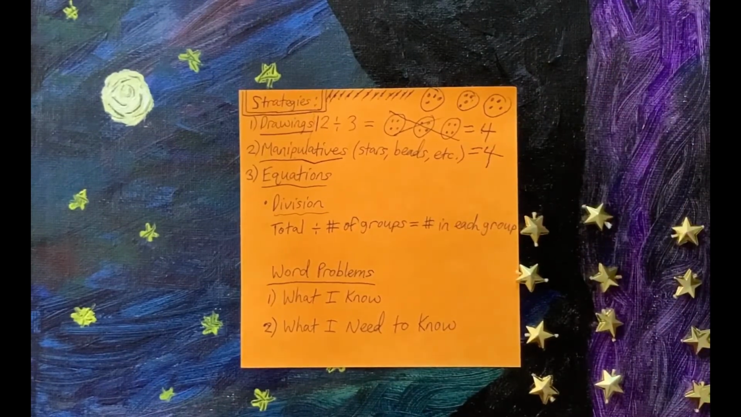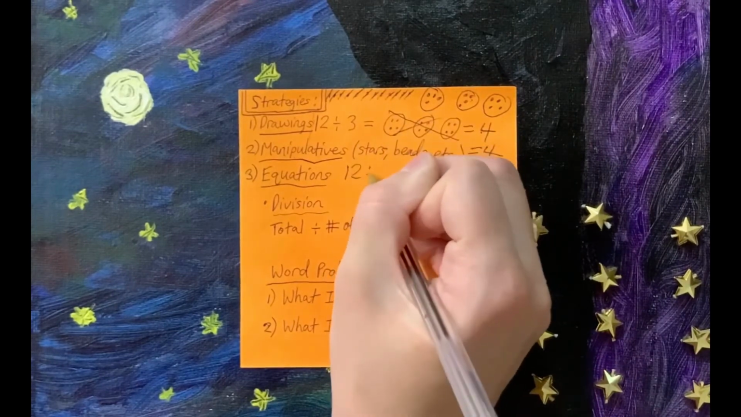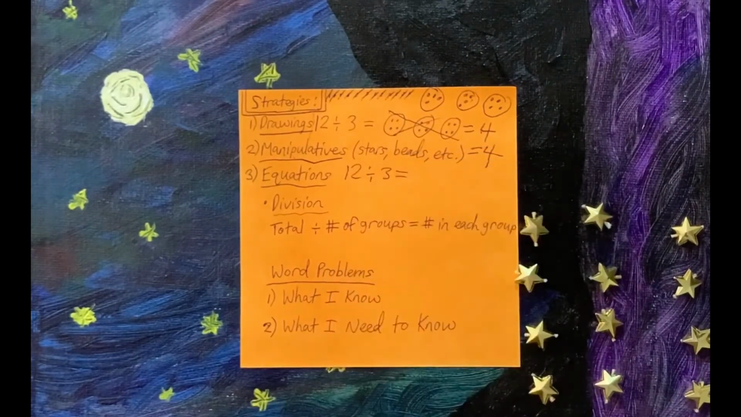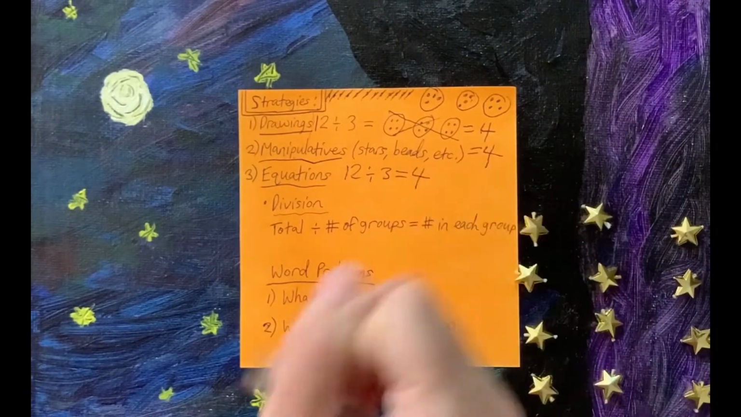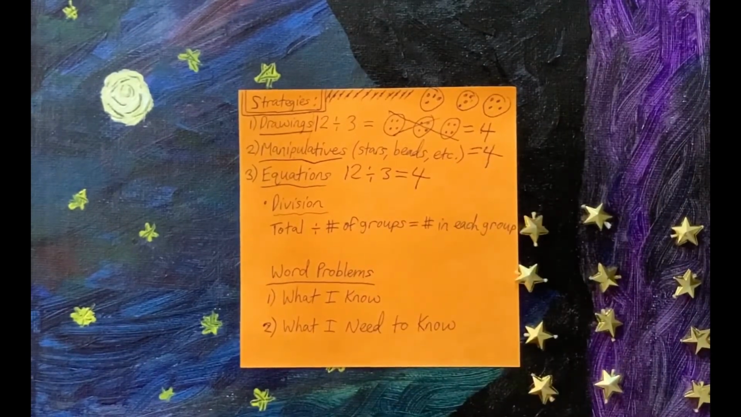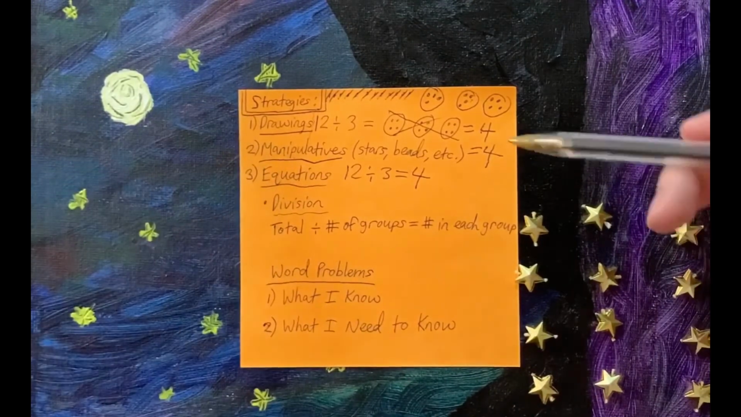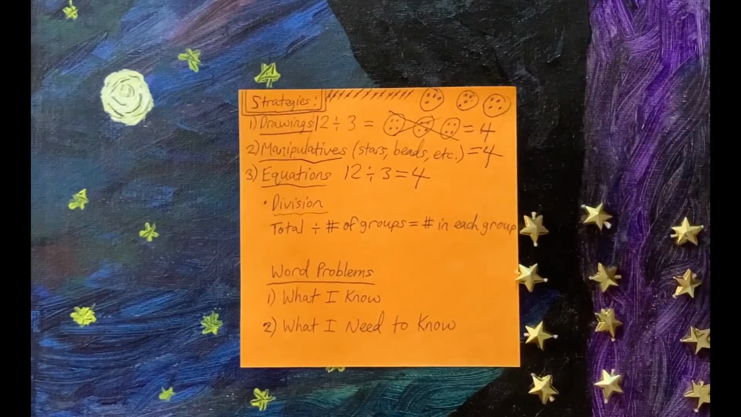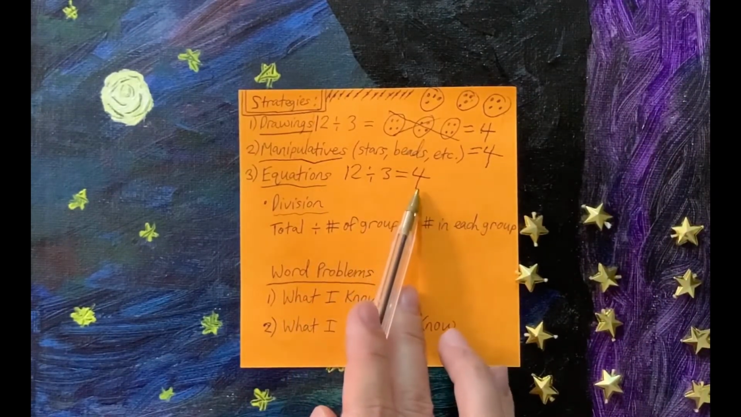Now the last way you could solve this is through equations. So if I was to rewrite 12 divided by 3, if you know your division facts, then you would know that 12 divided by 3 equals 4. And it's also okay if you don't know your division facts, because looking back on our strategies of drawings and manipulatives, we see that we still got the answer of 4 both times. So our equation is 12 divided by 3 equals 4.